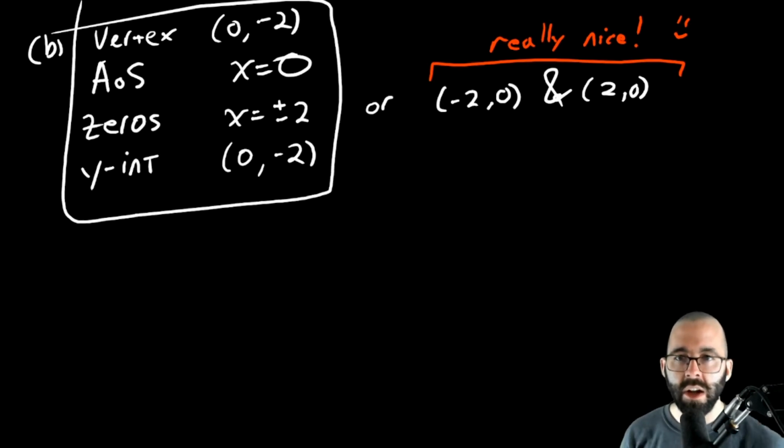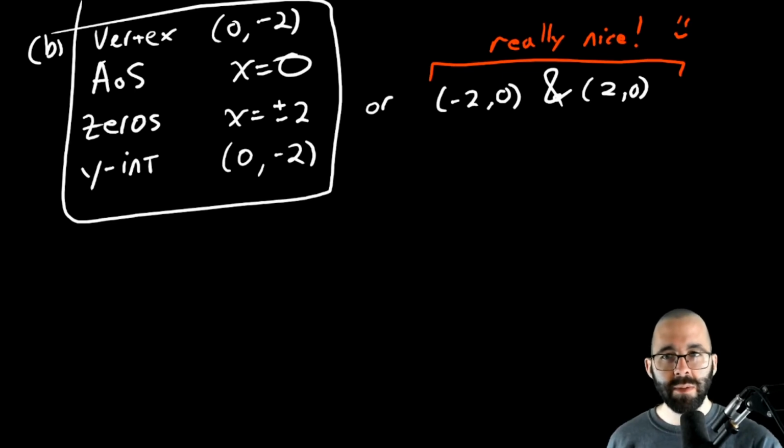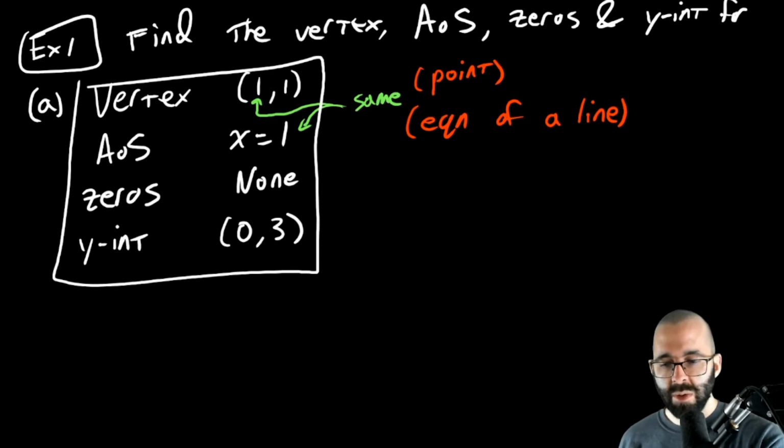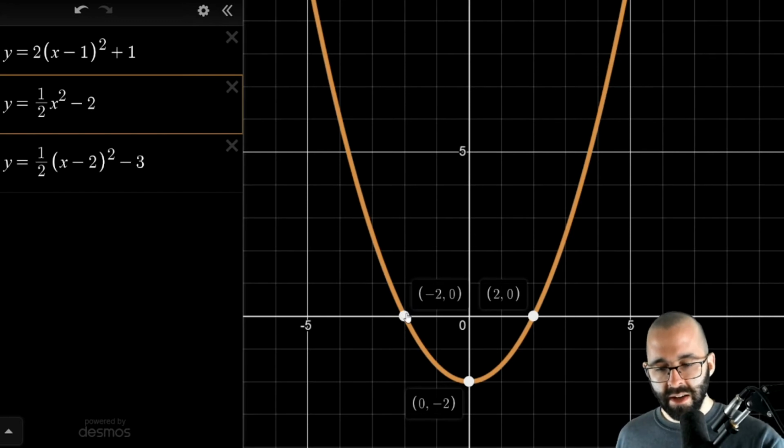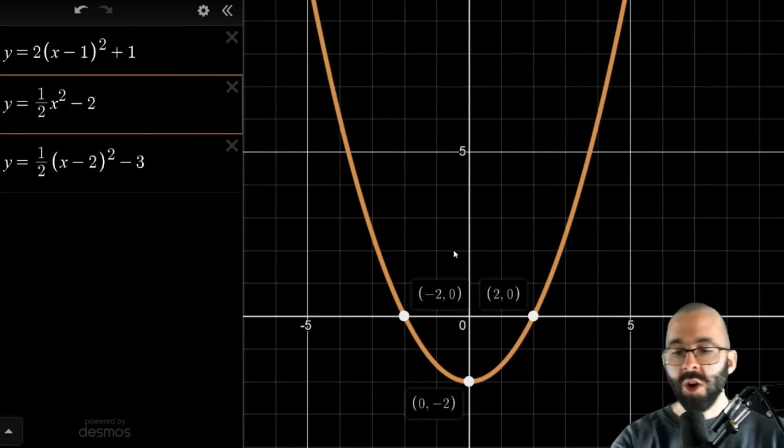Now, notice the relationship between the axis of symmetry and the zeros. The x-intercepts are at -2 and +2. The axis of symmetry is smack dab between them. That's not a coincidence. That's how symmetry works, right? The zeros are here. The axis of symmetry is right smack dab between those x-intercepts. That is always going to be the case.